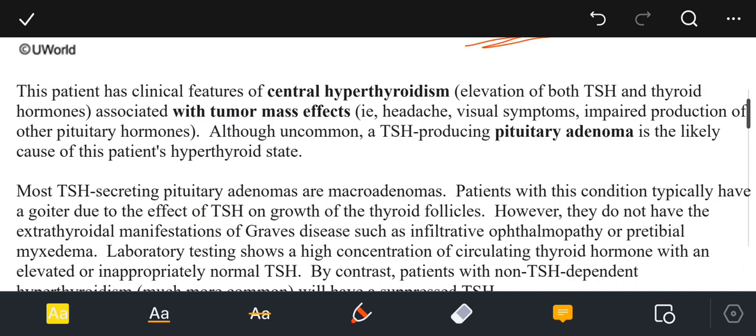This patient has clinical features of central hyperthyroidism, elevation of both the TSH and thyroid hormones. So it is central hyperthyroidism, that is elevation of both the TSH and thyroid hormones, associated with tumor mass effect, that is headache, visual symptoms, impaired production of other pituitary hormones. Although uncommon, a TSH producing pituitary adenoma is the likely cause of the patient's hyperthyroid state.